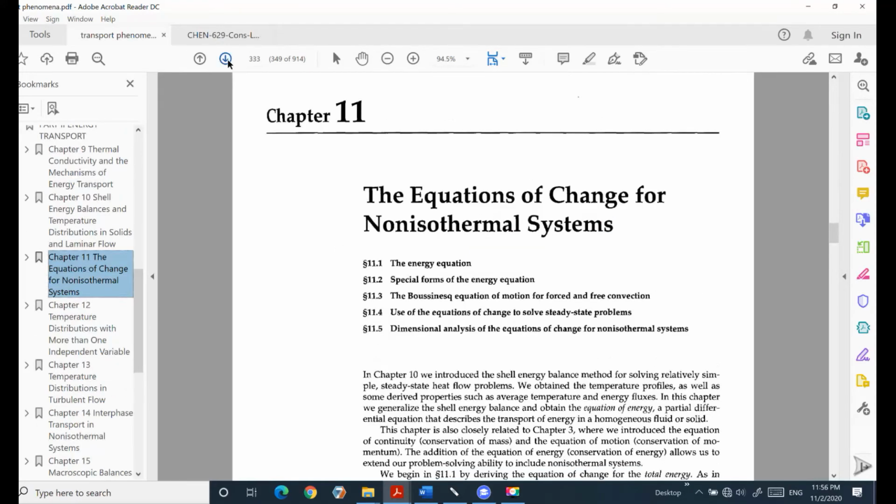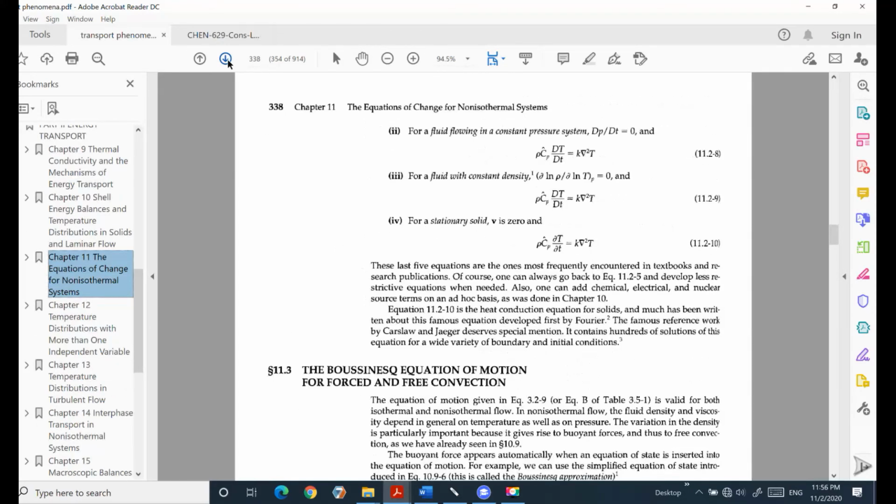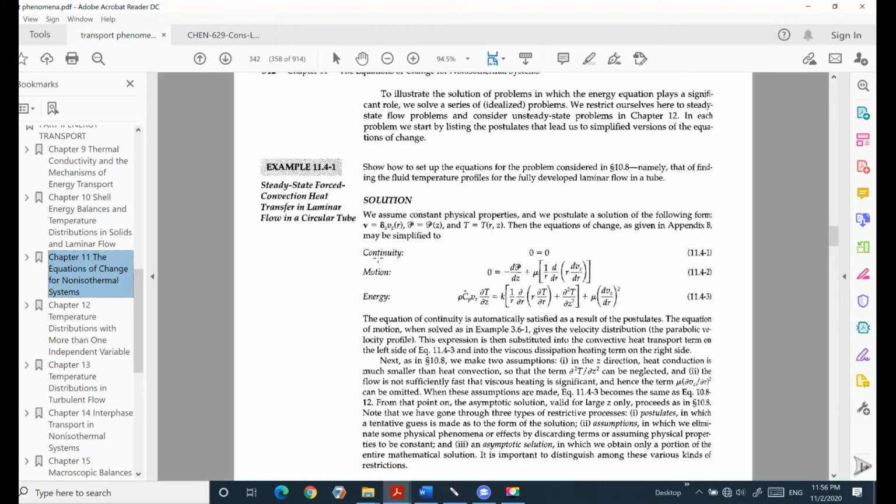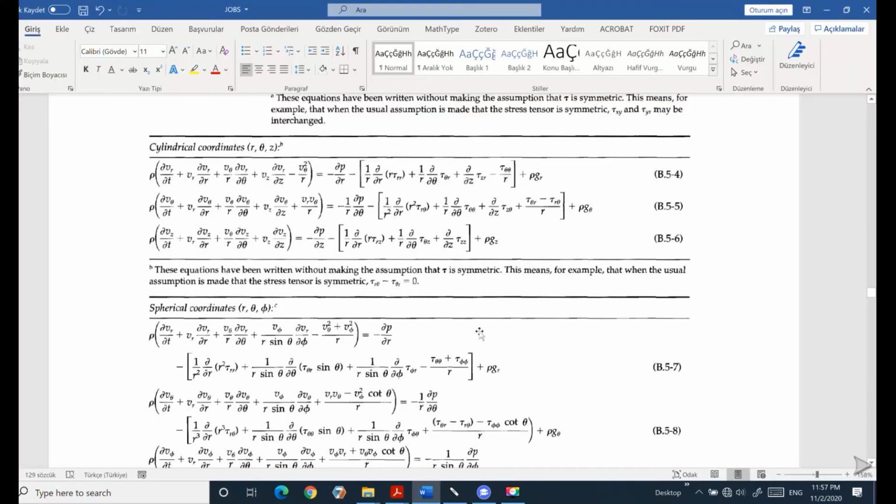Now we can continue our discussion here. For this problem, where we are: we just obtained the continuity equation and the equation of motion. We know the solution of this equation. From here, when we obtain the Vz term, we can insert it here and find the energy equation. But first, let's check where this energy equation comes from.